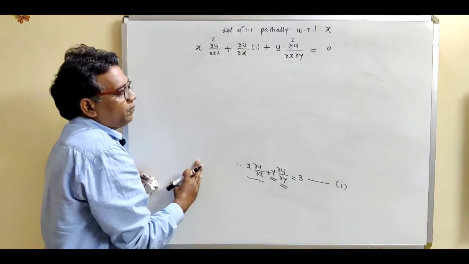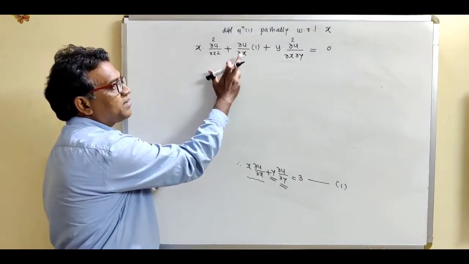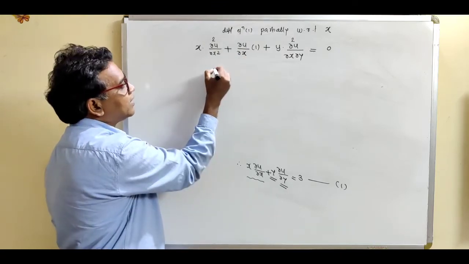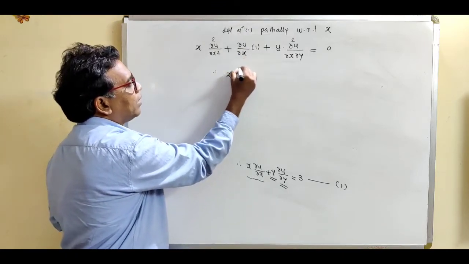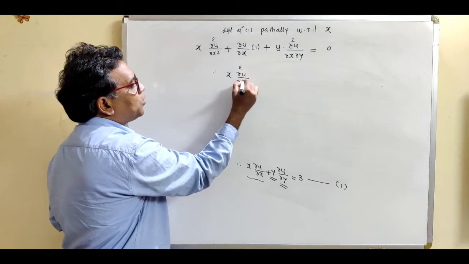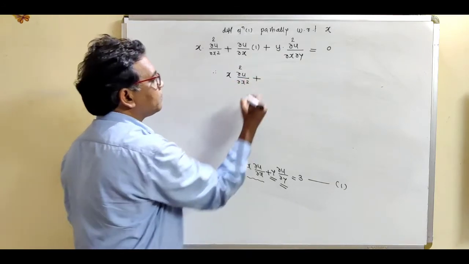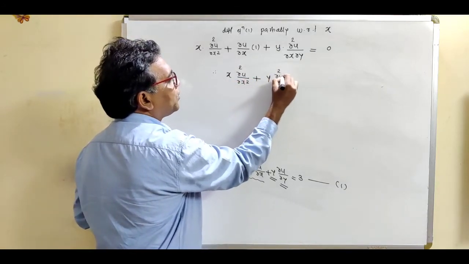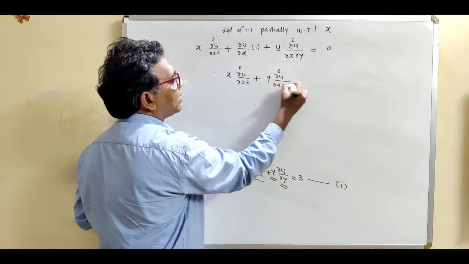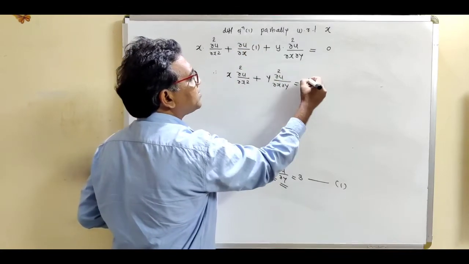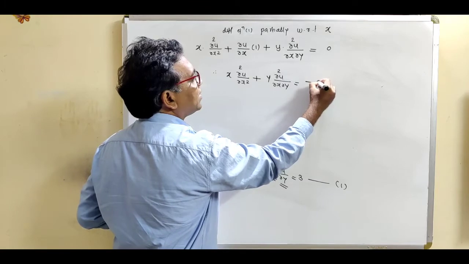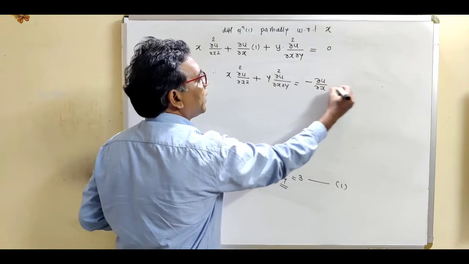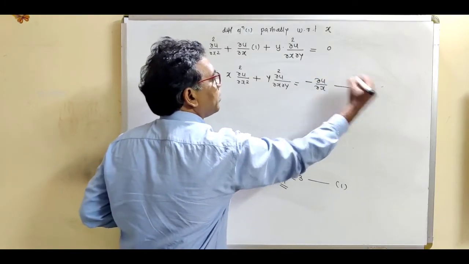Now what is the next step? Transfer this del u by del x to the right hand side. So this is x into del square u by del x square plus y into del square u by del x del y is equal to, now transfer this to the right hand side, so this is minus del u by del x. So this is, suppose, equation number 2.